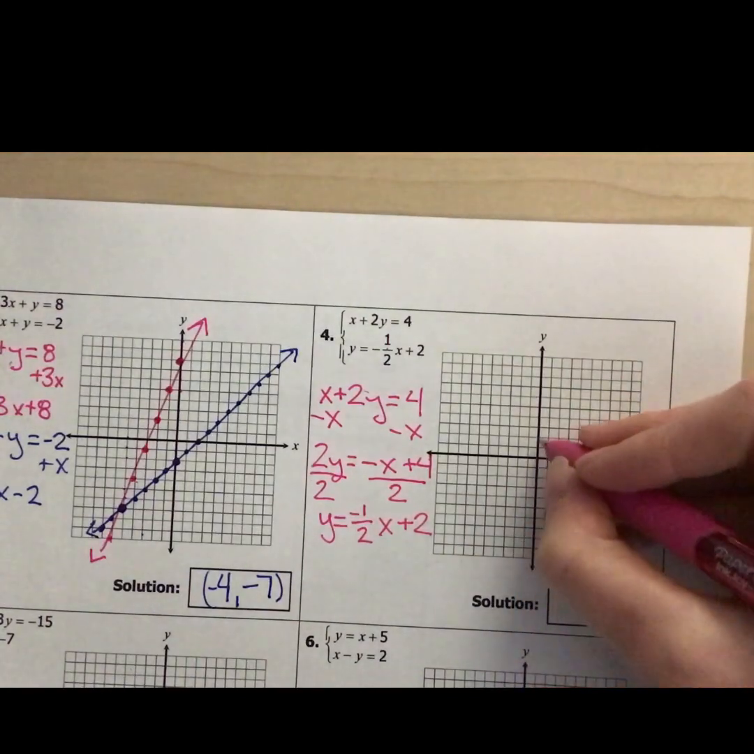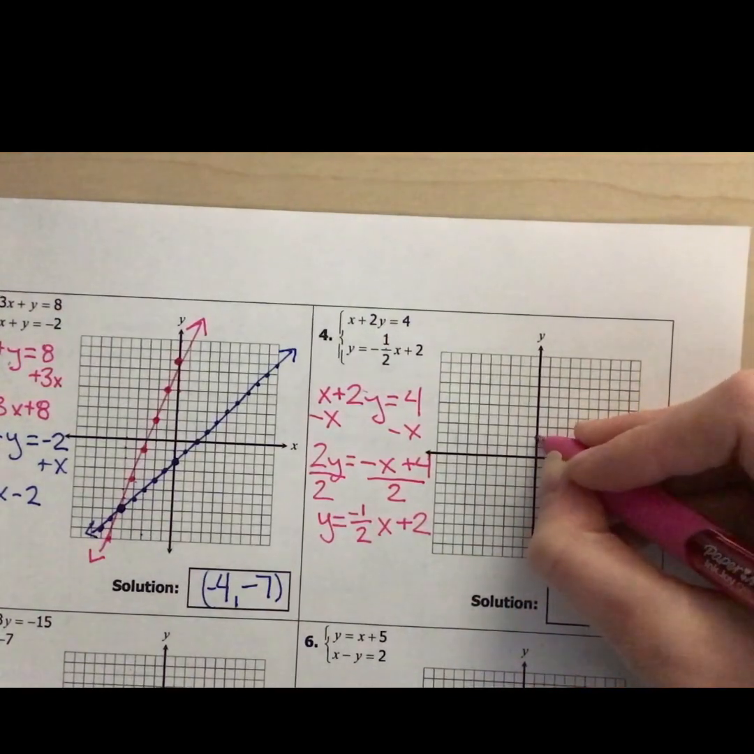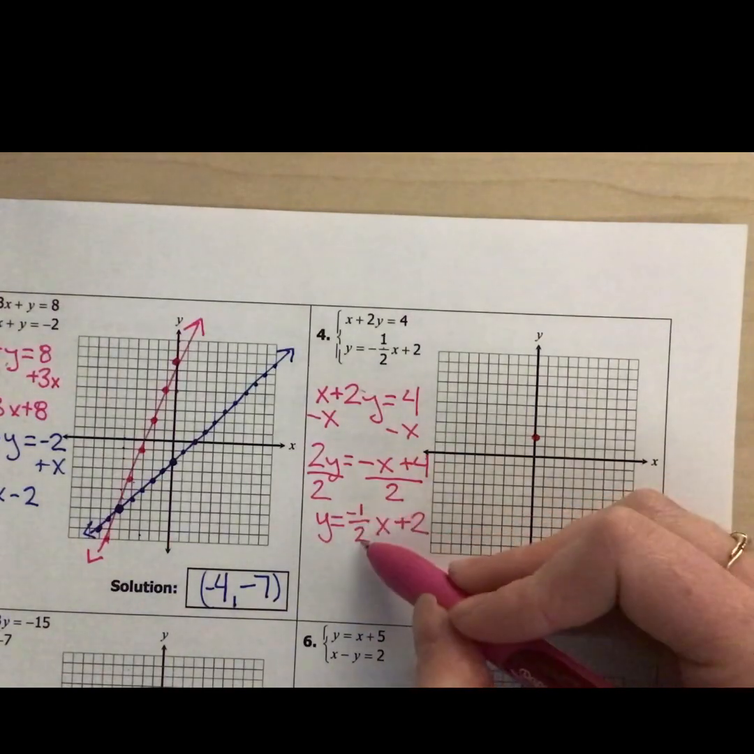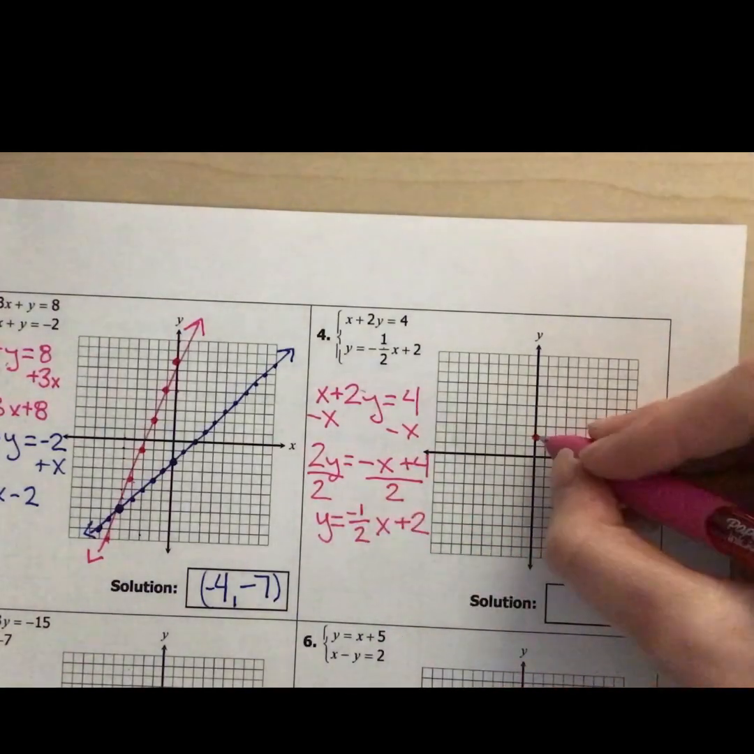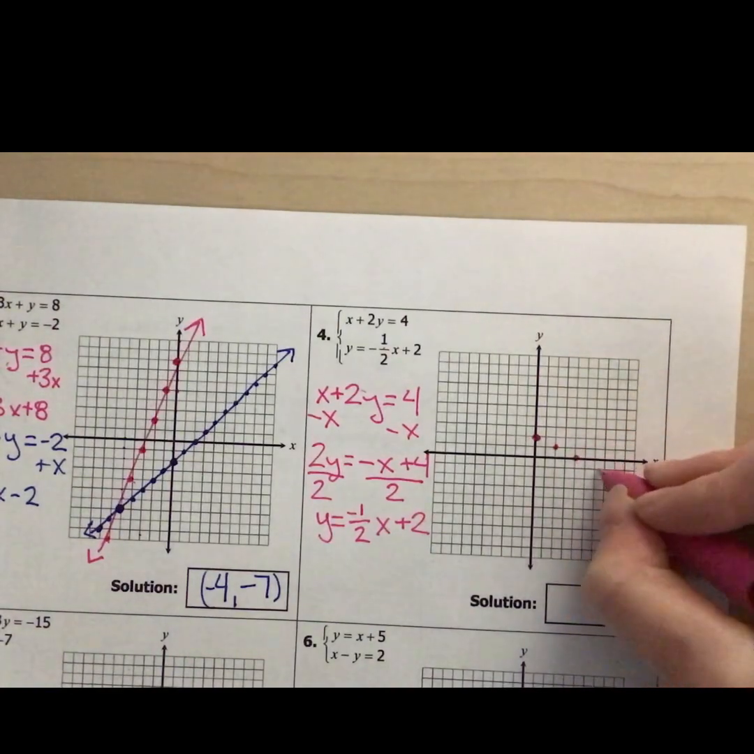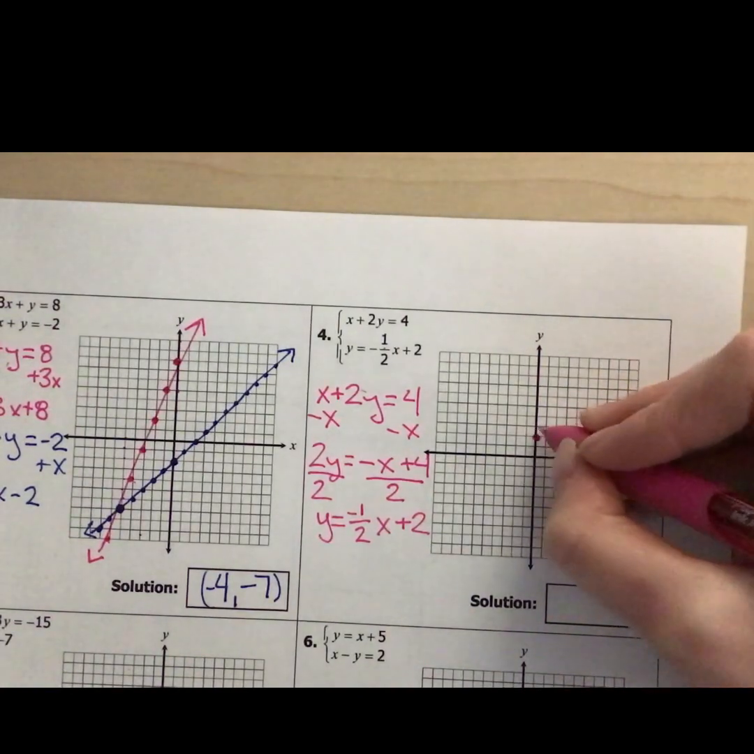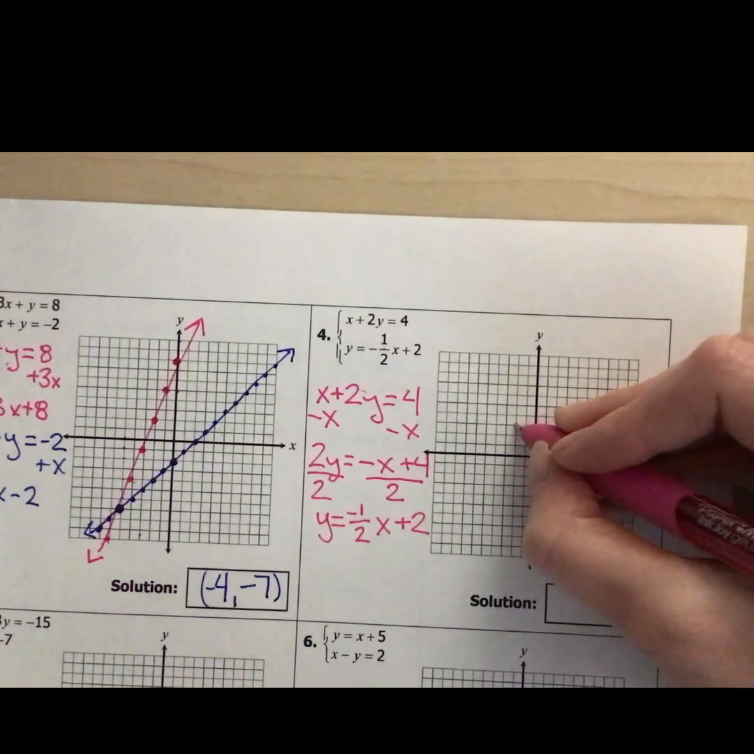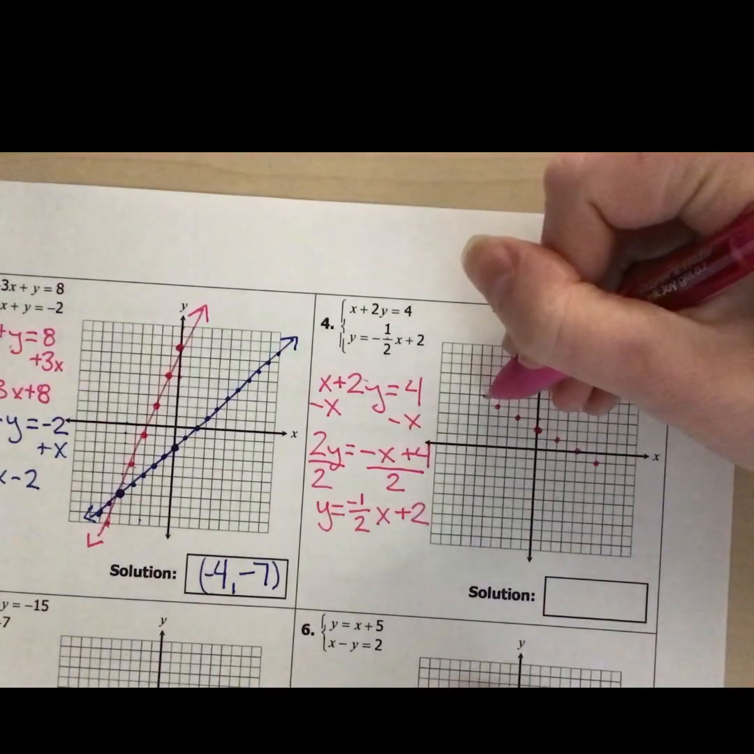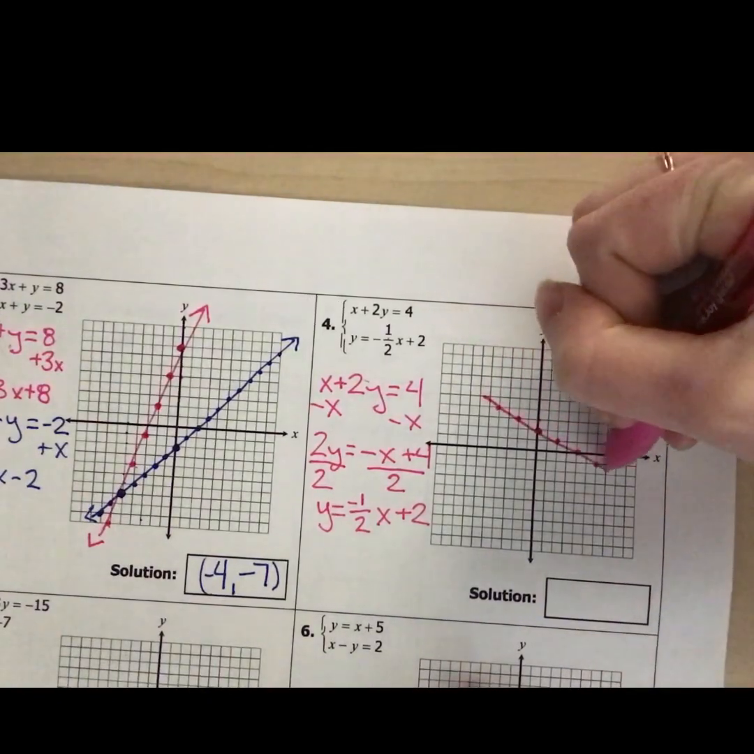I'm going to come up 2 on my graph. And my slope tells me that I go down 1 for every 2 I go to the right. So down 1 over 2, down 1 over 2. Or if I go up 1, I need to go to the left 2. And I can draw a line through those dots.